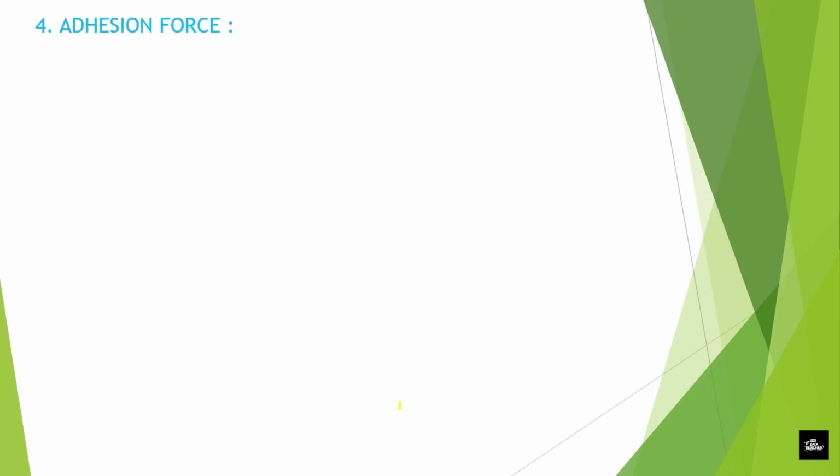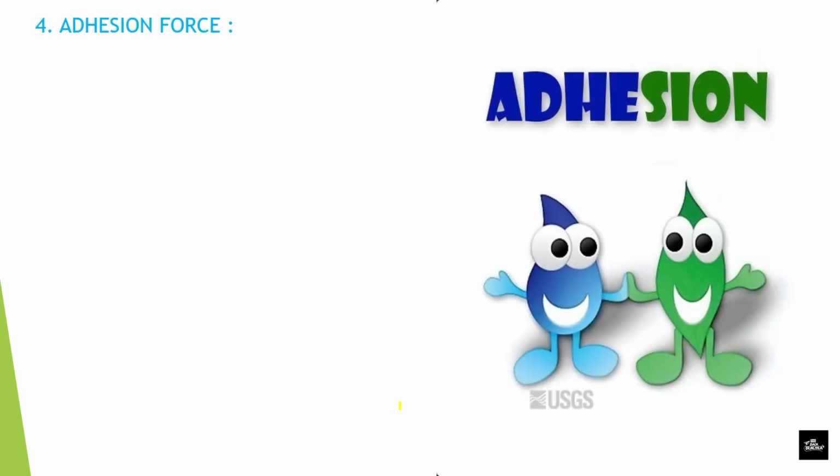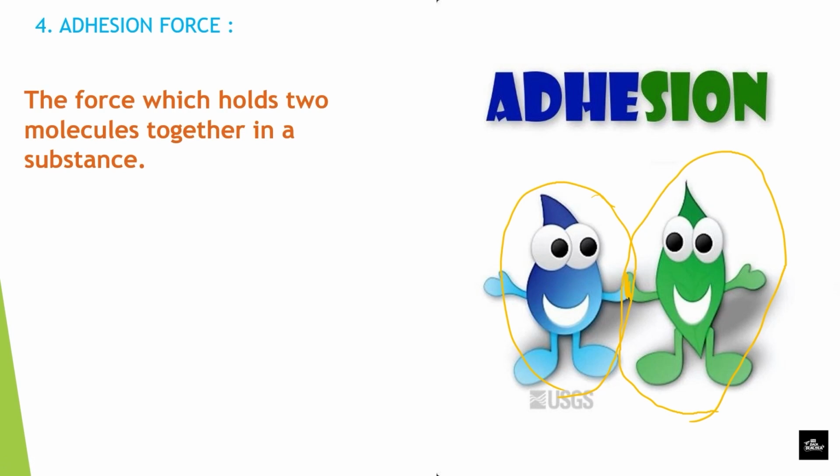We are only left with the last force, that is the force of adhesion. We just now discussed the force of adhesion. The same diagram I have used. Here is a water molecule and here is a leaf molecule. We are going to take the help of the leaf molecule here. So this thing is the water molecule and this thing is the leaf molecule here. And to remain like this, they are attached with each other with the help of the force of adhesion. So the force which holds two molecules together in a substance is known as the force of adhesion.